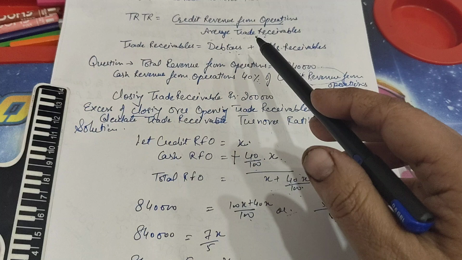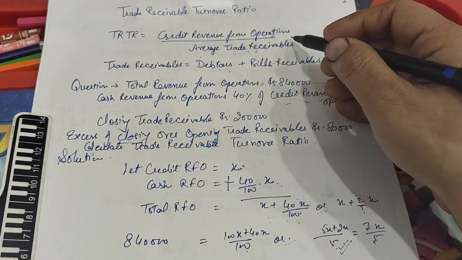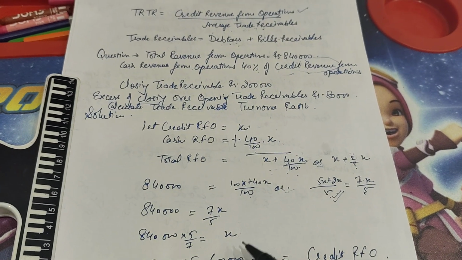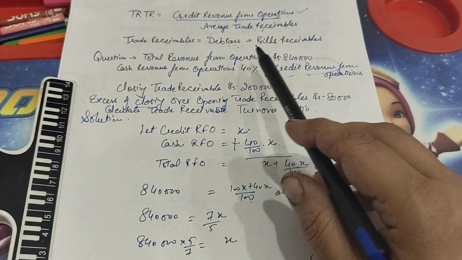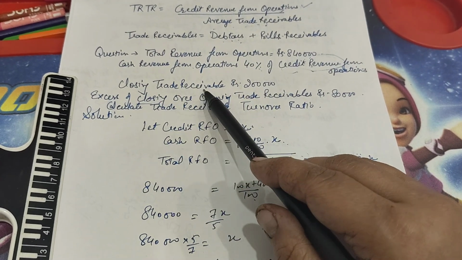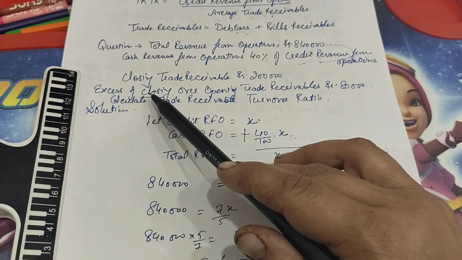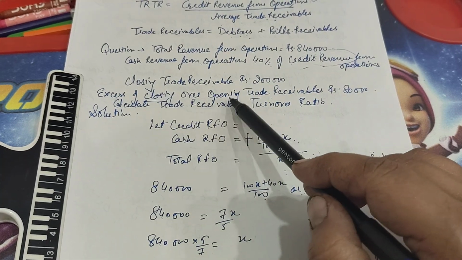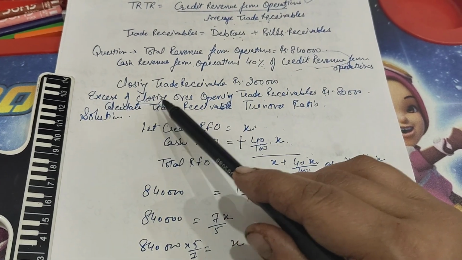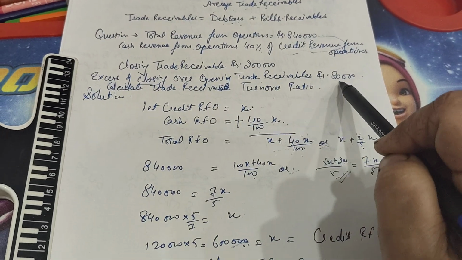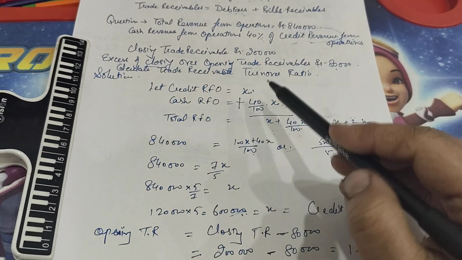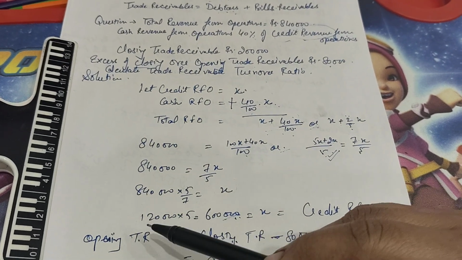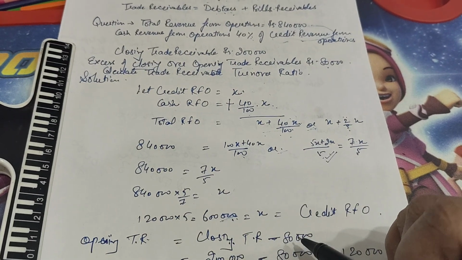Now for the calculation of this trade receivable turnover ratio, I have credit revenue from operations, that is rupees 6 lakh. But further I need my trade receivables, right? In the question I am given closing trade receivables of 2 lakh, but for the opening trade receivables a line is given: excess of closing over opening, that means closing trade receivables minus opening trade receivables is equal to 80,000.